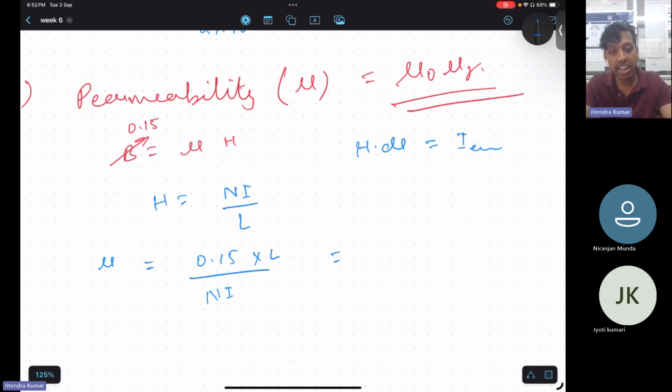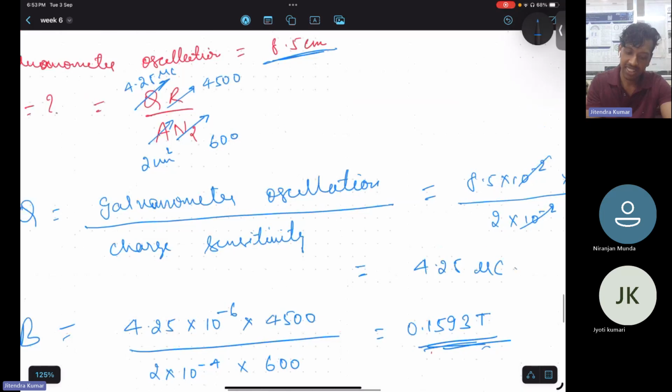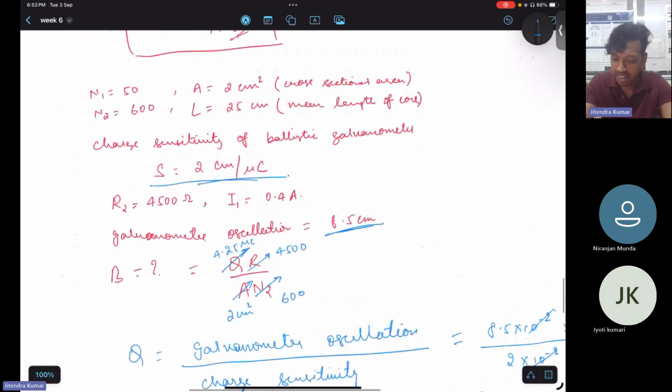So which N do we have to consider? Here in secondary, sir. Secondary. And current? Current primary side, sir. Why? Because in the question it is given, or any other reason? In the question primary side current is given.